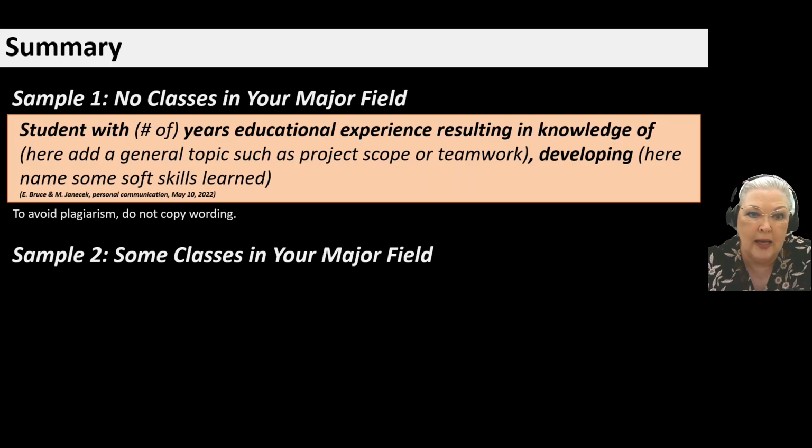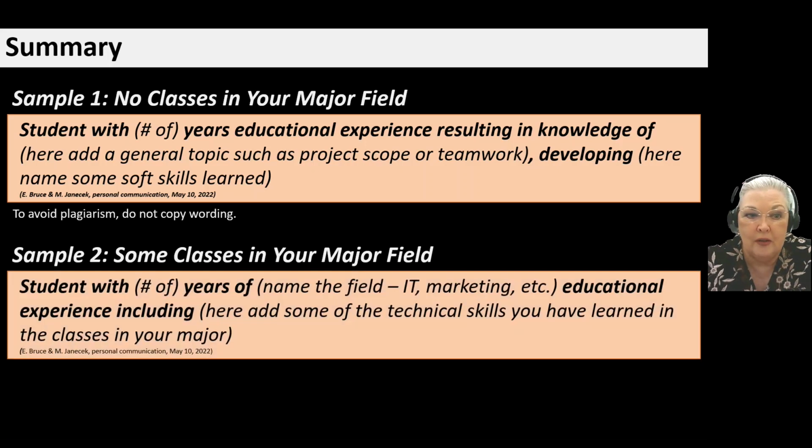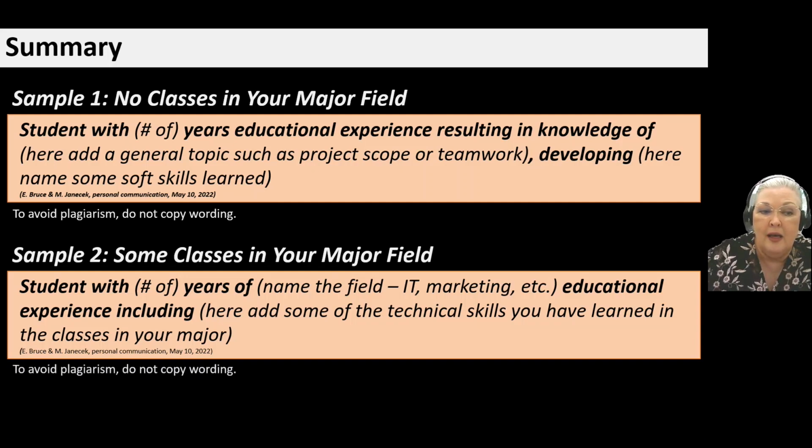Let's say you've got 1 or 2 classes in your major field. You might consider this: student with 1 year of marketing educational experience, including, and then add some of the technical skills that you have learned, some of the platforms that you've developed using in marketing, or maybe Java, something that you've learned in IT. Again, don't copy the wording.